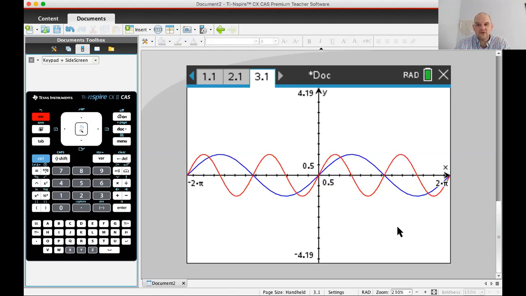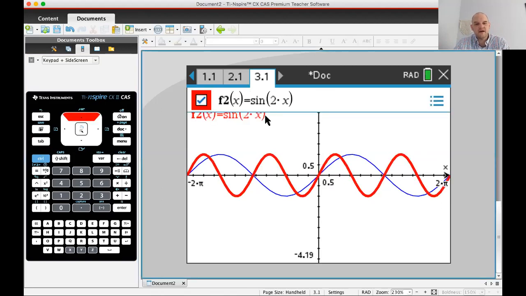Now, if you look, you can see that you get one full cycle: intercept, maximum, intercept, minimum, intercept. I get one full cycle in half the time, which means I actually get 2 full cycles in 2 pi. And the value of B was 2. So maybe B is telling you how many full cycles you're getting in 2 pi. Let's try changing it to 3.